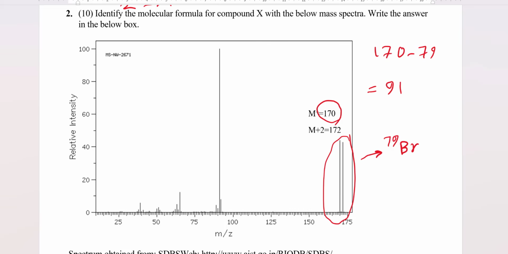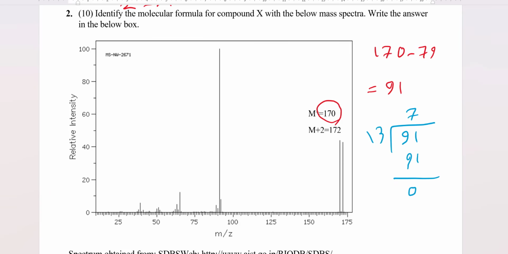Then we can do the rule of 13 for 91. 91 divided by 13, the answer is 7, and the remainder is 0. So we have 7 carbon and 7 hydrogen because the quotient is 7. So the formula is C7H7. We also had one bromine that we subtracted from the original mass of the molecule. So C7H7Br.